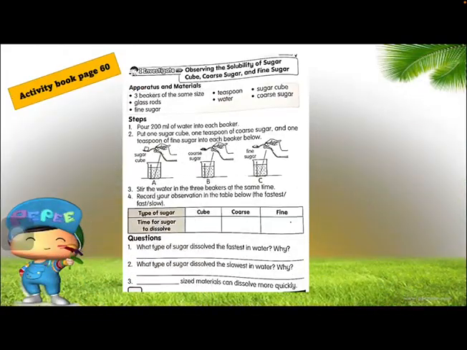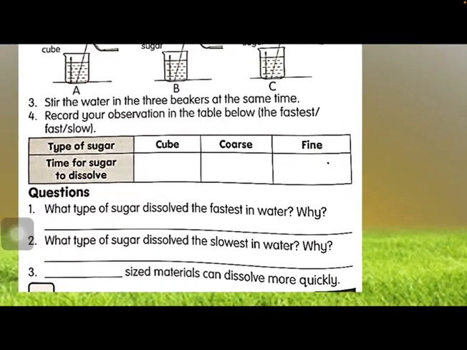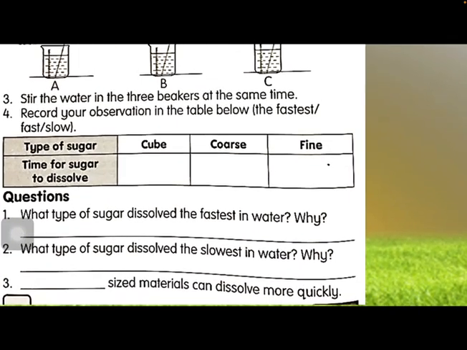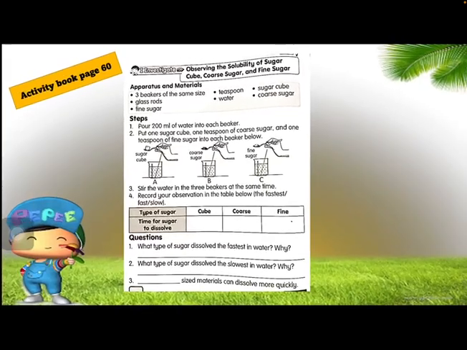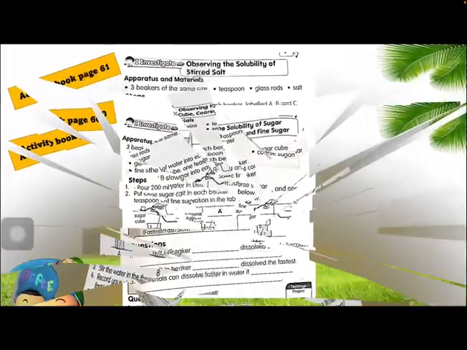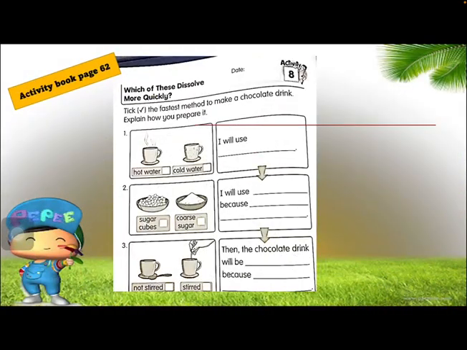And activity book, page 60. Here you have to record your observation, same as before. Write there the fastest, fast or slow. After that, do this one. Activity book, page 61. Also the same. Write fastest, fast or slow. And activity book, page 62.